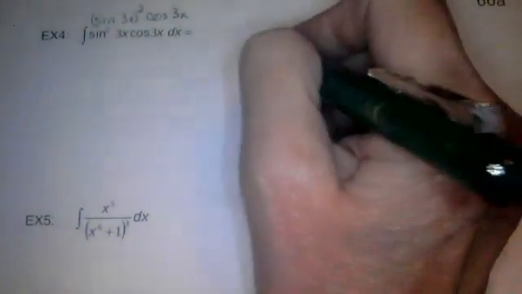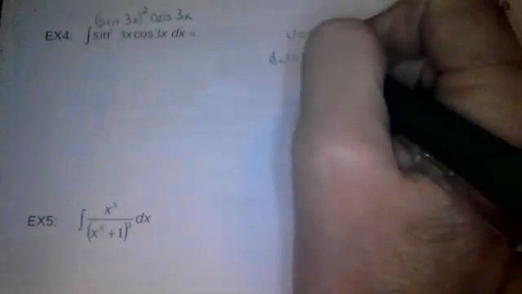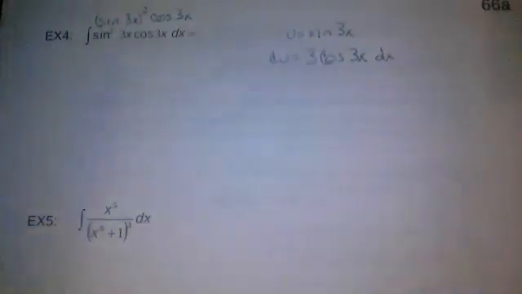All right, on number 4, remember this is sine of 3x to the second power times cosine of 3x. So my inside function is sine 3x, so I'm going to let u equal sine 3x. So du is going to be the derivative of sine, which is cosine 3x, times 3, and then I'm going to move my dx over to this side. So 3 cosine 3x dx.